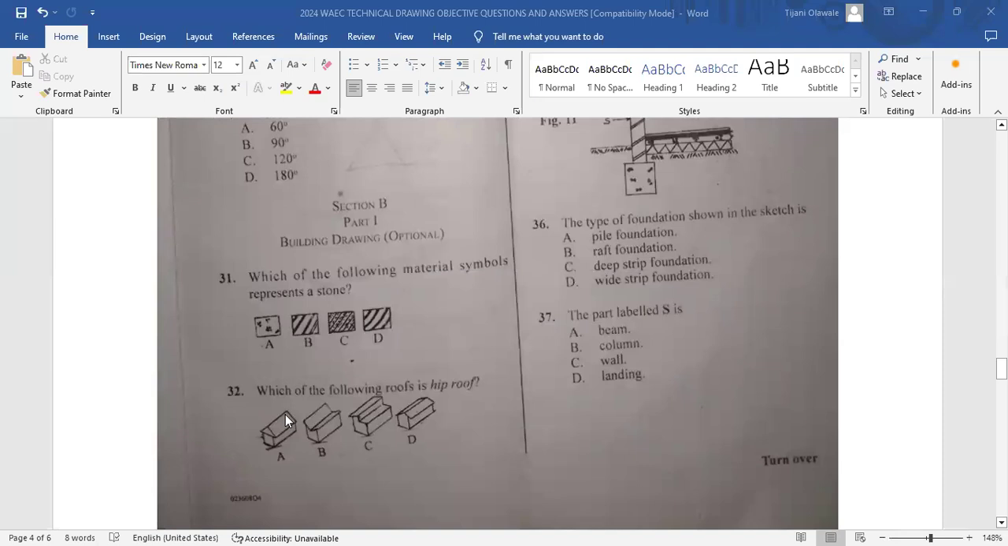So let's start. Question 31 says, which of the following material symbols represents a stone? The answer is option A. Then question 32, which of the following roofs is a hip roof? The hip roof among these options is option A. This is a butterfly roof, this can be a half monitor roof, and this is a gable roof. So the answer here is option A, the hip roof.